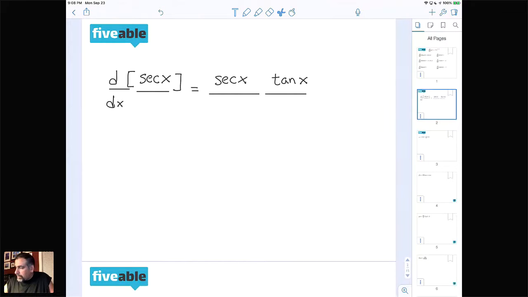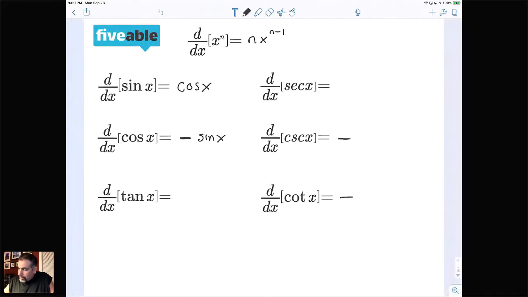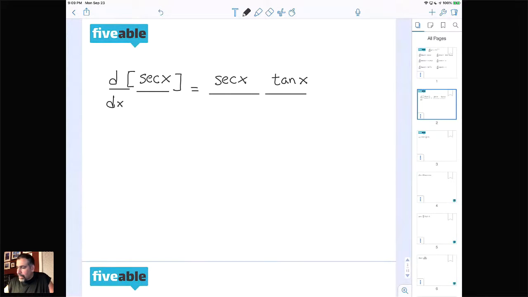So going back to the last page and filling that one in, we now know that the derivative of tangent is secant squared. And the derivative of secant now is secant x, tangent x. So for both of these, that relationship of one tangent to two secants is coming through. Now you may be wondering, well, how does this relate to cosecant?